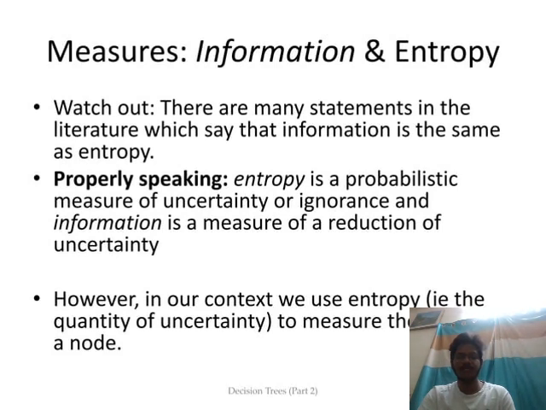Now we will see some measures, information and entropy measures. And there are many statements in the literature which say that information is the same as entropy. But properly, entropy is a probabilistic measure of uncertainty or ignorance, and information is a measure of reduction of uncertainty. However, this is a concept context. We use the quantity of the uncertainty to measure the entropy at an information node.